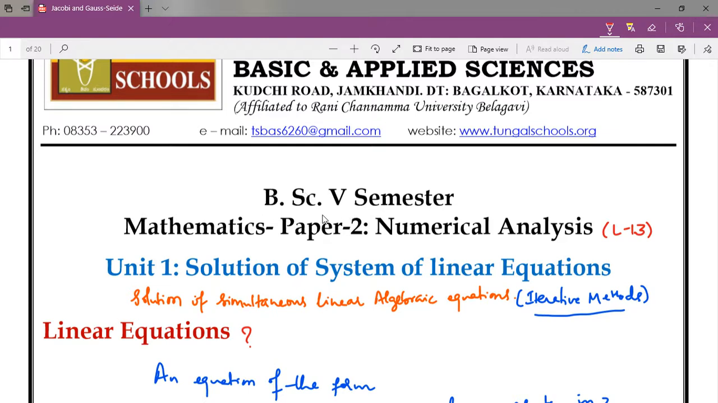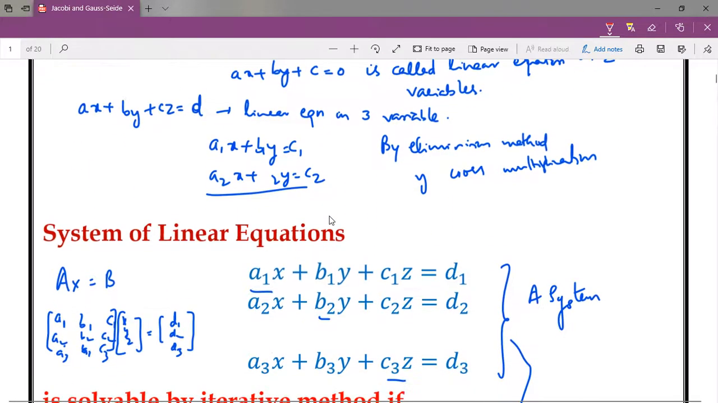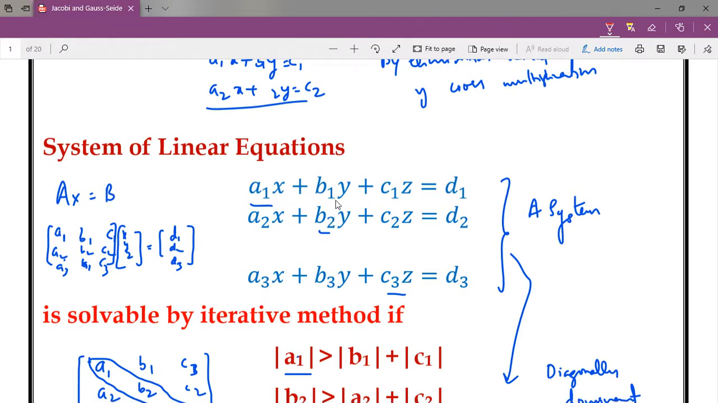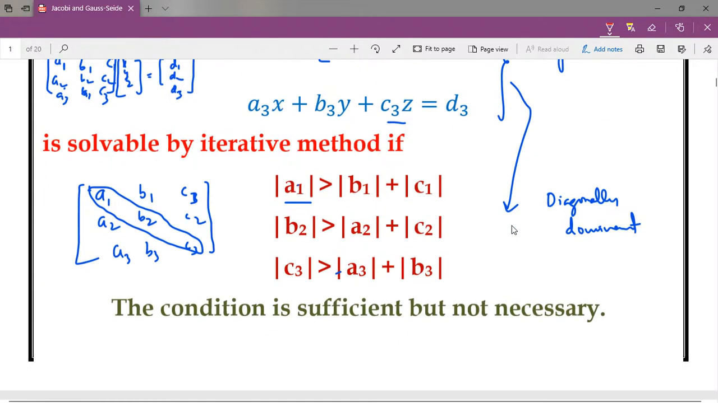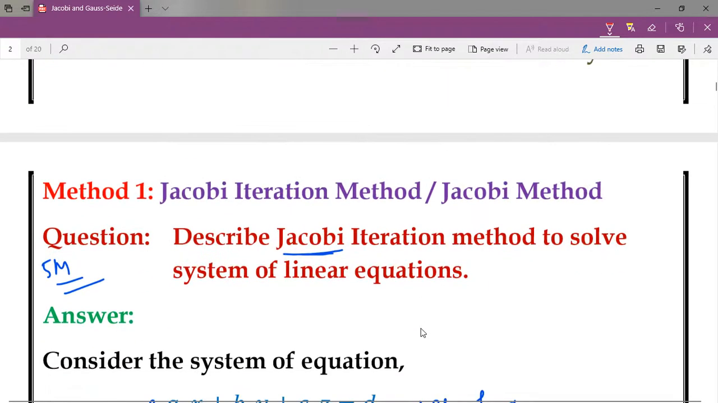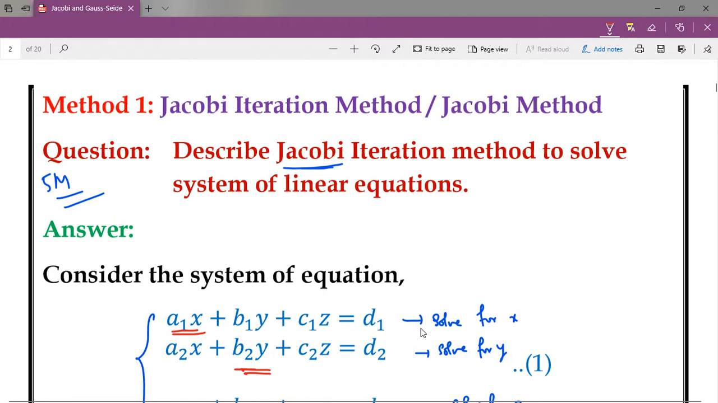In the last class, that is in lecture 12, we have seen how to solve simultaneous linear algebraic equations by using the iteration method. We have seen what a linear equation is and what a system of linear equations is: a1x plus b1y plus c1z equal to d1. This system is solvable by the iterative method only if it is diagonally dominant. We have seen in the last class that the condition is sufficient but not necessary. We have seen the first method, that is the Jacobi iteration method.